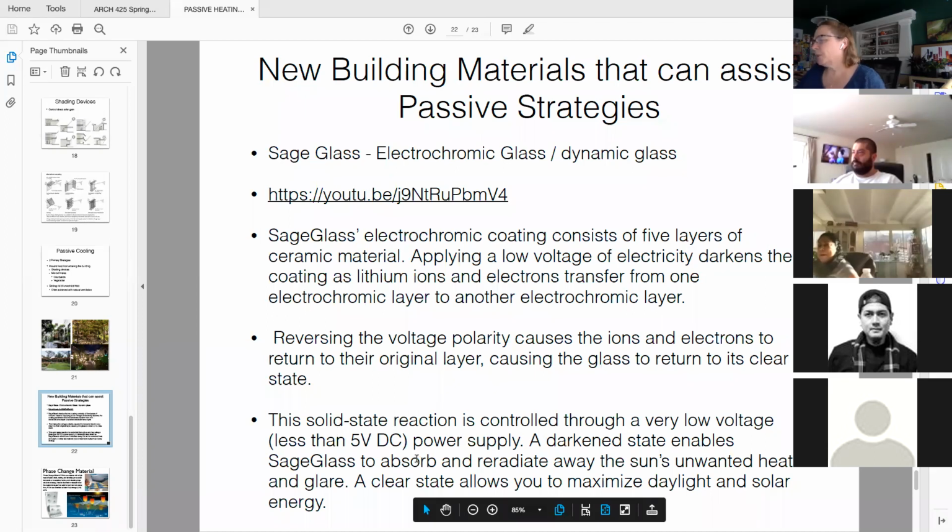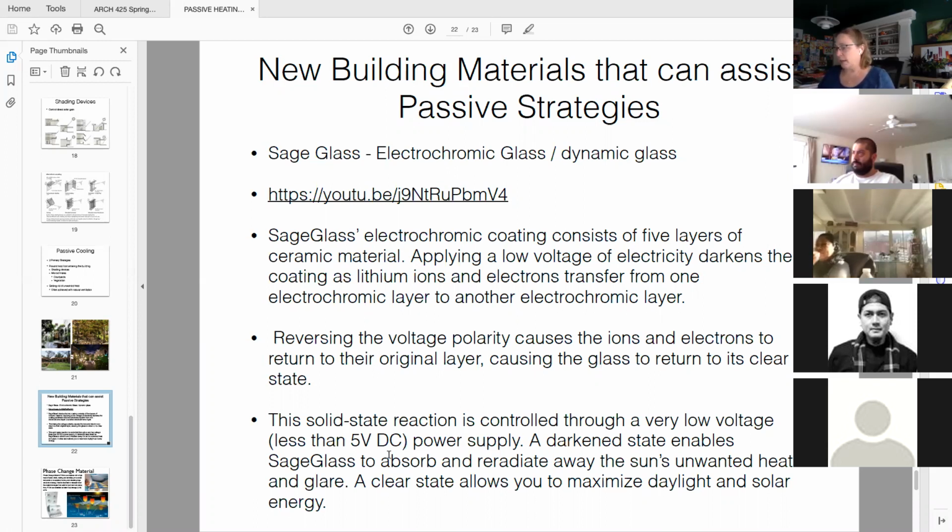Even though it uses very low voltage, which a true believer would say is not strictly passive, I would argue that the little bit of electricity is not a mechanical system. It is working within the nature of the material. You're using the building element, which has to be there for the building anyway, as part of the system. So in my book, I think it would qualify.